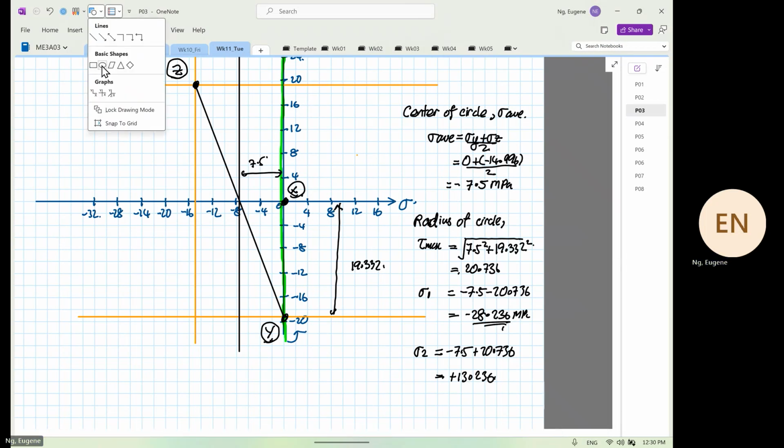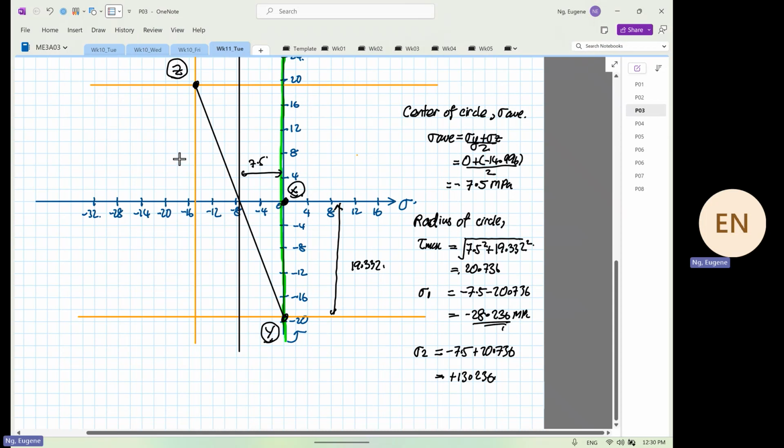Okay, and then when we sketch the Mohr circle, the minimum is 28.236. The maximum is 13.236. 12, 13. So it's about here. Okay. And then you have 20. Your shear is 20.736, so somewhere about here. And this is 20.736, somewhere about here. Okay.